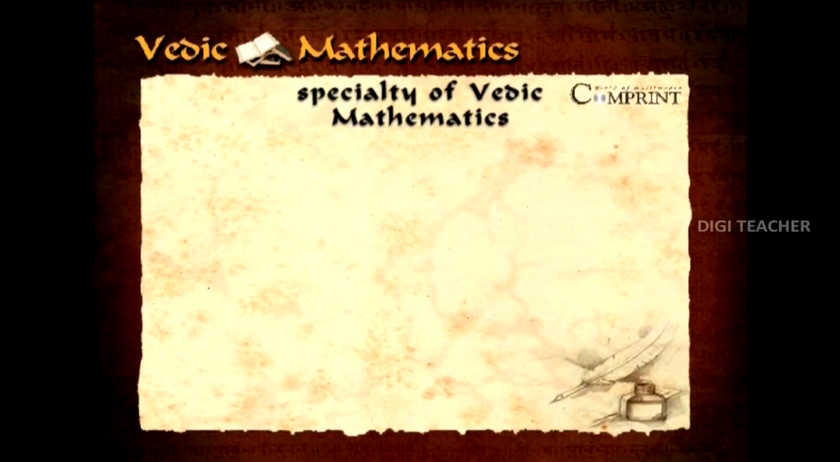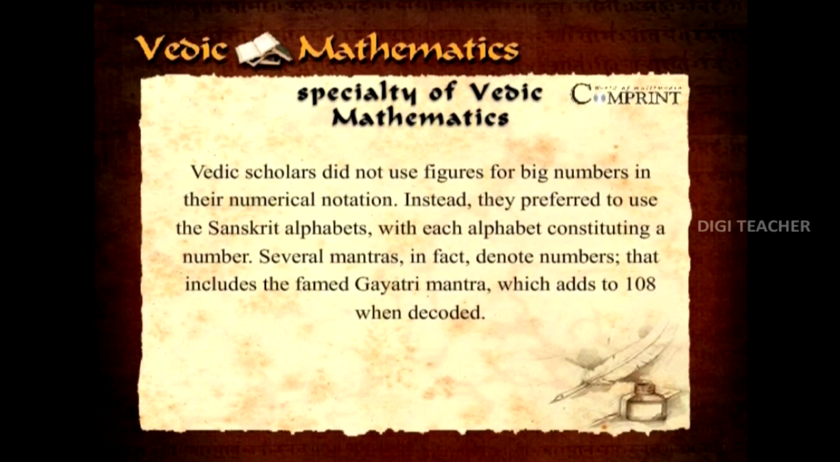What is the speciality of Vedic mathematics? Vedic scholars did not use figures for big numbers in their numerical notation. Instead, they preferred to use the Sanskrit alphabets, with each alphabet constituting a number. Several mantras, in fact, denote numbers. That includes the famed Gayatri mantra, which adds to 108 when decoded.